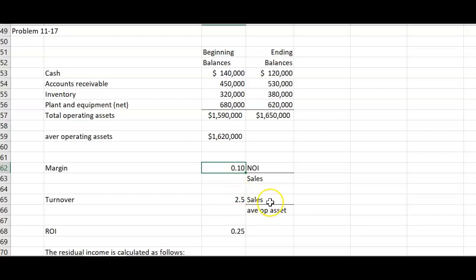Now to calculate turnover, you would take your sales of $4,050,000 and divide it by the average operating assets, which is $1,620,000. Your turnover would be 2.5. If you multiply the 10% times the 2.5, your return on investment is 25%.